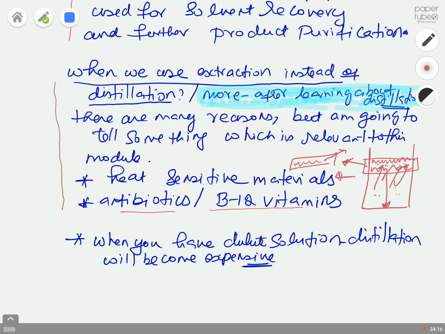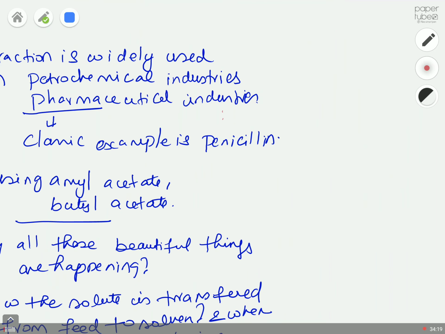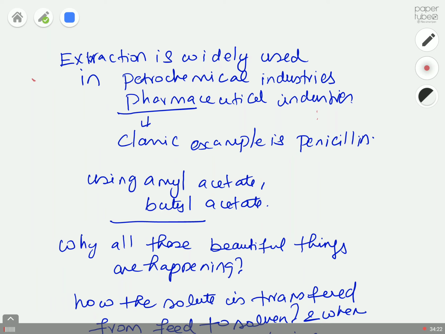And then here are a few more stories. Extraction is widely used in petrochemical and pharmaceutical industries. A classical example is penicillin, where we extract penicillin from fermentation broth, which normally contains water. So, water plus your penicillin. We use amyl acetate or butyl acetate as the solvent, and then we separate or concentrate penicillin. And then obviously it goes through a lot of other techniques like chromatographic separation, distillation, and so on, which we will come back to later. So that's the main reason we are studying this topic.